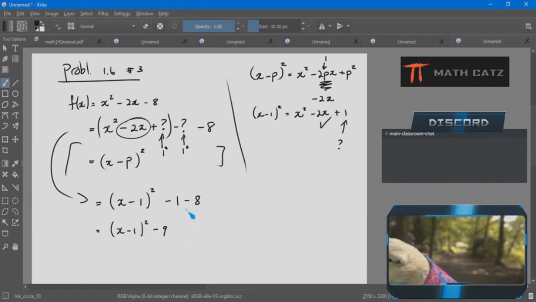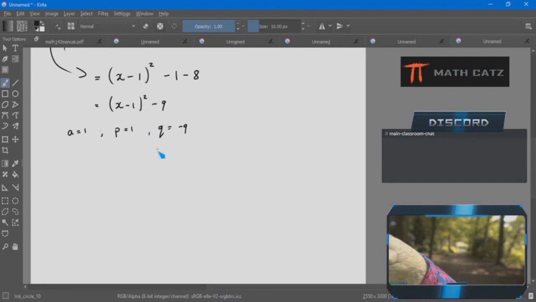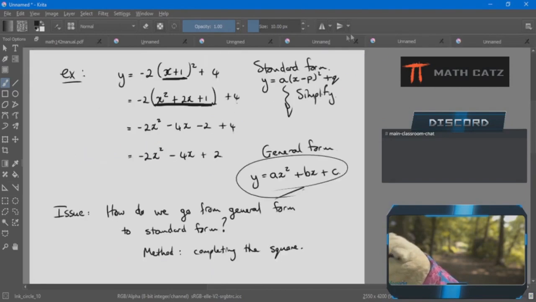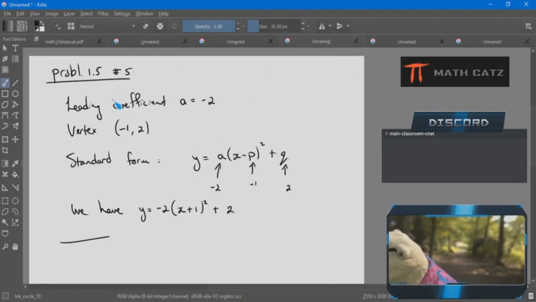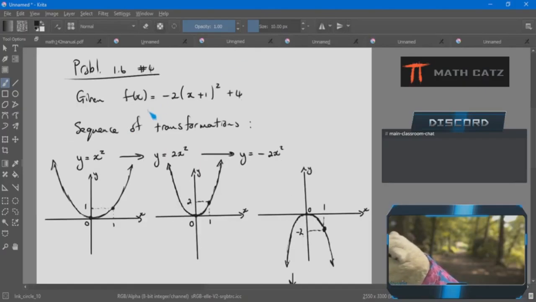All right. This now tells me a is 1, p is 1, q is negative 9. That means I have everything I need. I can now finish it in the exact same way as I did, not number 5, number 4, make my transformations.